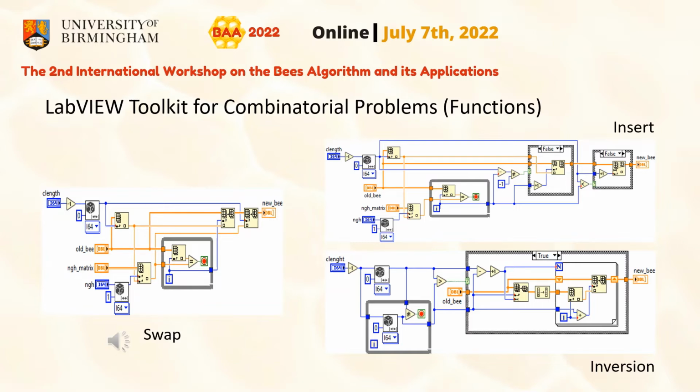In the insert function, a randomly selected city is added to a tour. The insertion site is also chosen randomly. After the insert operation, the city duplicated by the inserted city is removed from the tour. In the inversion function, the order between two randomly selected cities is reversed.